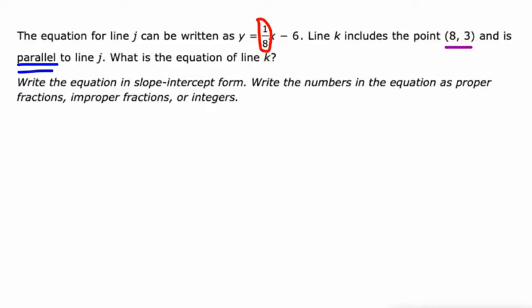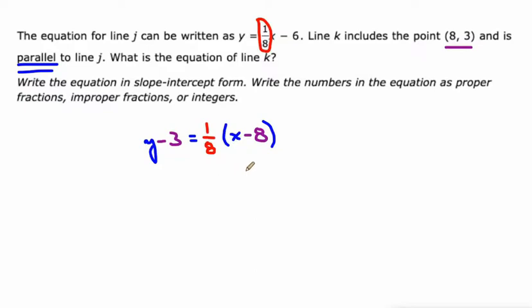So what I'm going to do is write my equation in point slope form here, even though it's wanted in slope intercept form. We'll convert it later. So let's go y. We do the opposite of this 3, so -3 equals our slope 1/8 times x. And then we do the opposite of this 8, so subtract 8. That's point slope form of a line that is parallel to J and runs through the point 8, 3.